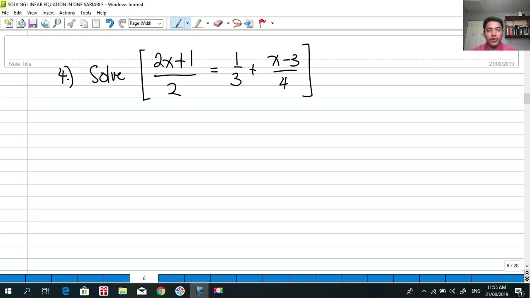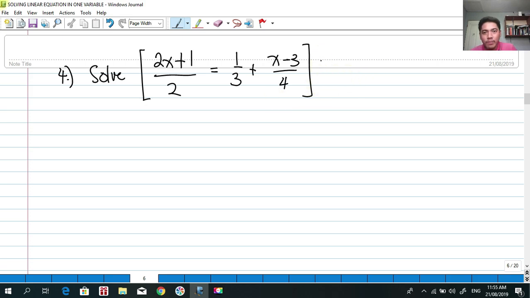LCD, least common denominator, is actually where these three denominators will meet. Okay, so we know that 2, 3, and 4 will meet at a certain number. Okay, that is the very least. So what is that? 2, 4, 6, 8. Okay, 4 can be met by 8, but 8 is not divisible by 3. So let's try 12. Okay, is it 12? 2, 4, 6, 8, 10, 12 for this. 3, 6, 9, 12. Okay, 4, 8, 12.